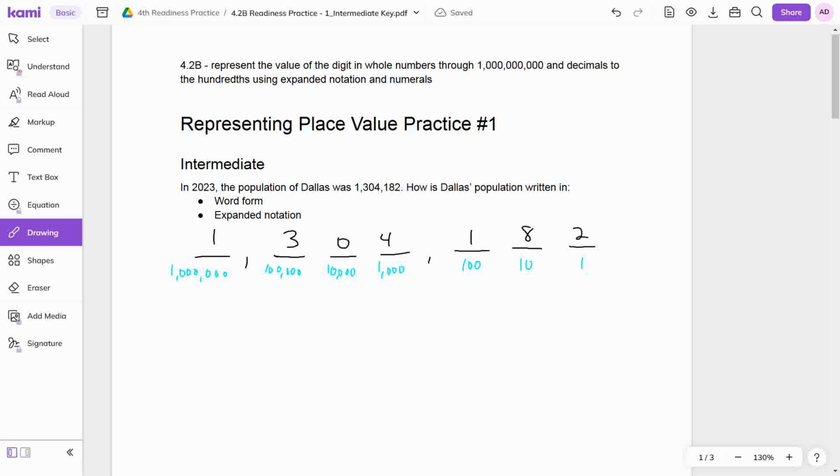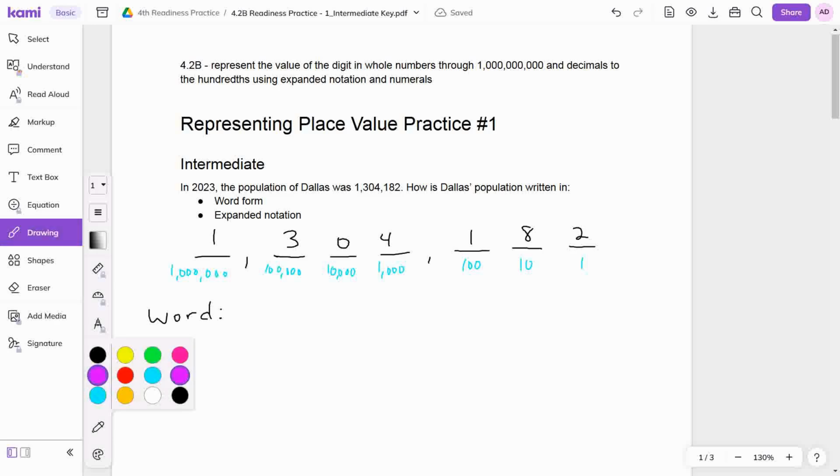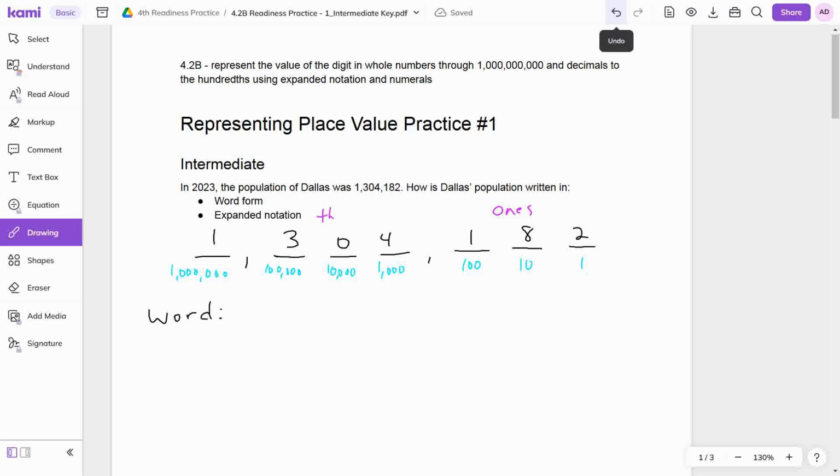So when I need a word form, I'm going to write it exactly like I say it. Now, I've been saying it correctly. If you struggle to say it correctly, let me give you this suggestion here. So we're going to break this into periods or families. So this is the ones period, these 3 digits. This is the thousands period, the 3, the 0, the 4, and this is the millions period. Now it can have up to 3 digits, but this number only has that very first digit, the 1 millions.